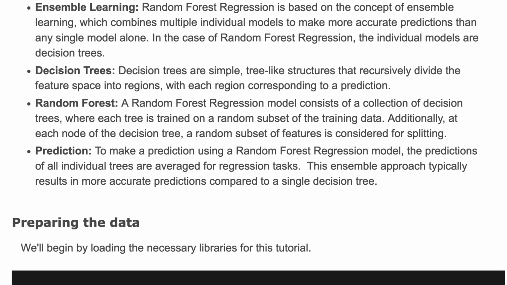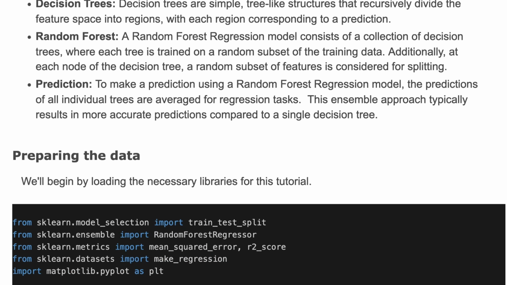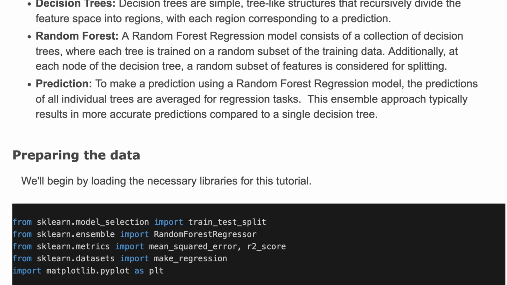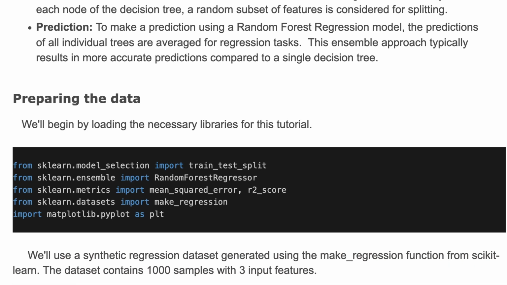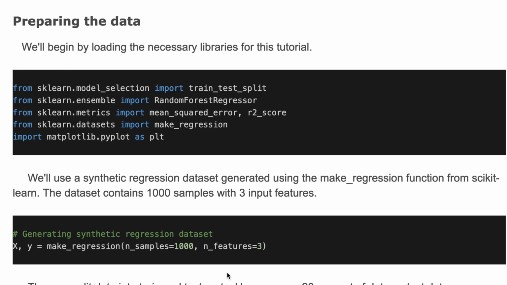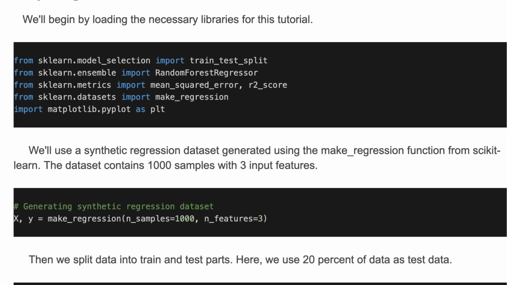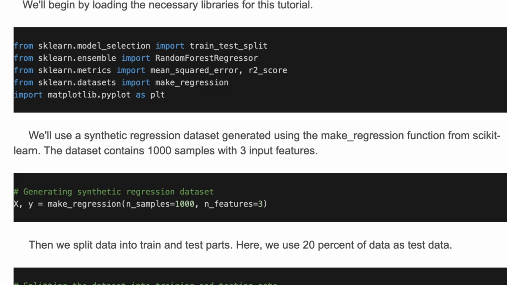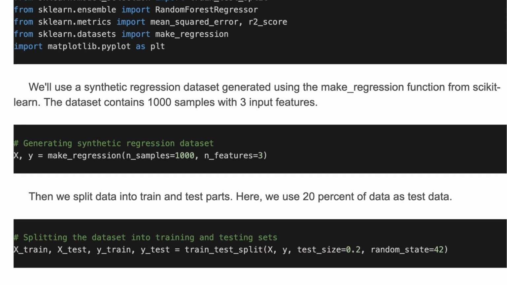Now let's proceed with a practical example using Python. We'll start by loading the necessary libraries for this tutorial. Here we use Scikit-learn's model selection, ensemble, metrics, and datasets modules, and the matplotlib library to visualize the results. We'll generate a synthetic regression dataset using the make_regression function from Scikit-learn. The dataset contains 1000 samples with 3 input features. Here is how to generate the data. Then we split the data into train and test parts. Here we use 20% of the data as test data.